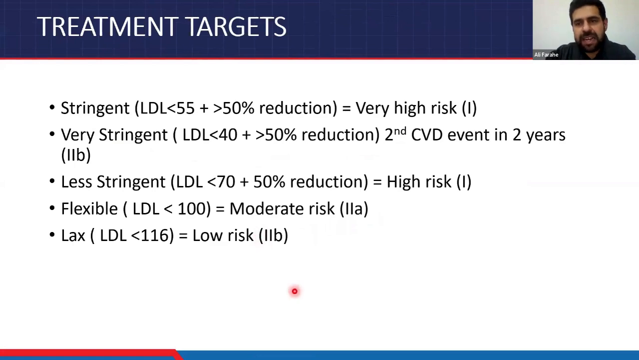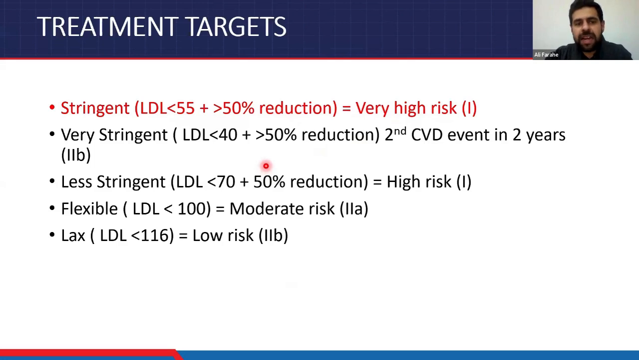As per this guideline, the target was reduced from 70 milligram per dL, which was used in the AHA guidelines, and the new target was set, which is an LDL level of less than 55, and an additional criterion was added that LDL must be reduced by more than 50% from the baseline. So this is for the very high risk patient or the patient who has had a clinical event.